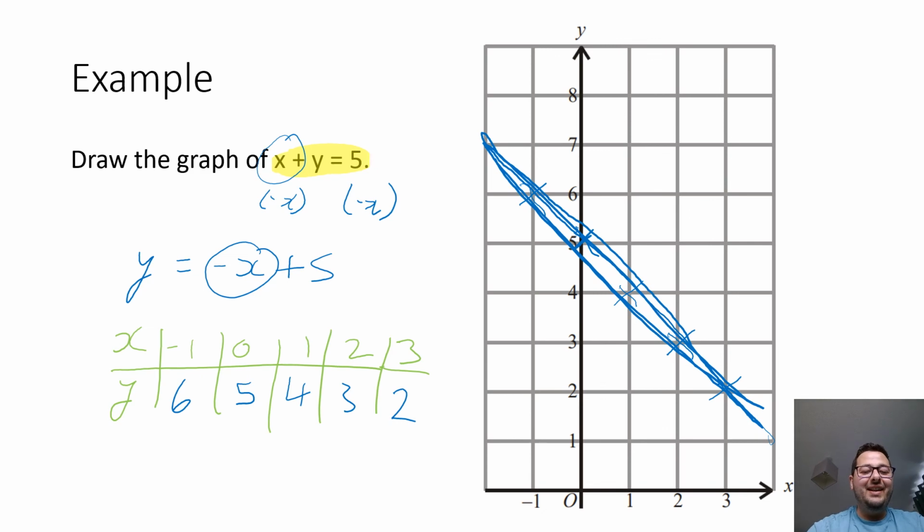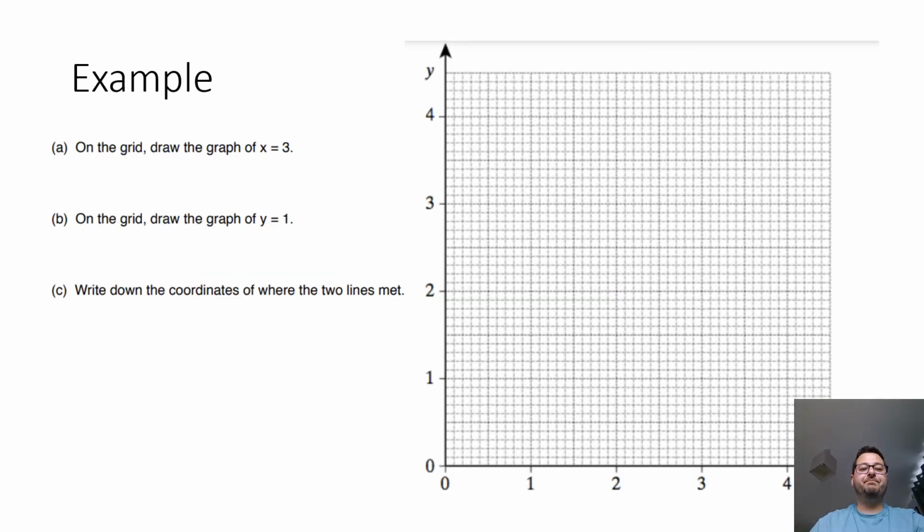Okay, all right, let's do one final question then. So part A says draw the graph of x equals 3. And let's just do that to start with. So where is x equals 3? Well, this is the x-axis along the bottom, and this is 3 here. So the line x equals 3 is going to be this straight line, going up. Because it doesn't matter what y is, x is always 3. So that is x equals 3.